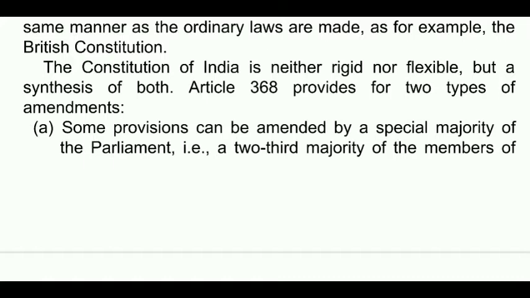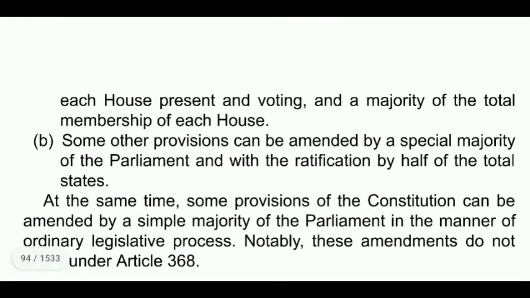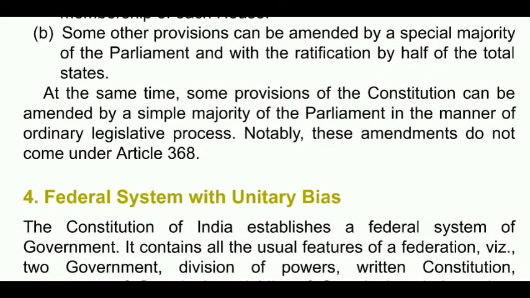Article 368 provides for two types of amendments. The first one, some provisions can be amended by a special majority of the Parliament, that is, a two-thirds majority of the members of each House present and voting, and a majority of the total membership of each House. Second one, some other provisions can be amended by a special majority of the Parliament and with the ratification by half of the total states. At the same time, some provisions of the Constitution can be amended by a simple majority of the Parliament in the manner of ordinary legislative process. Notably, these amendments do not come under Article 368.